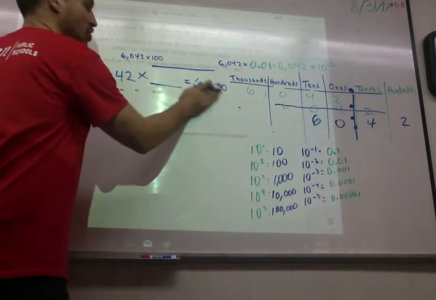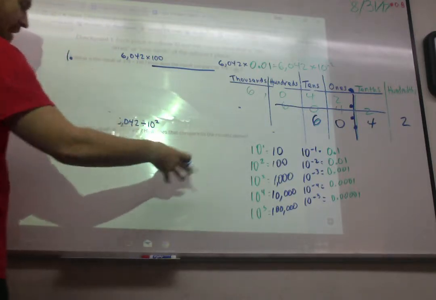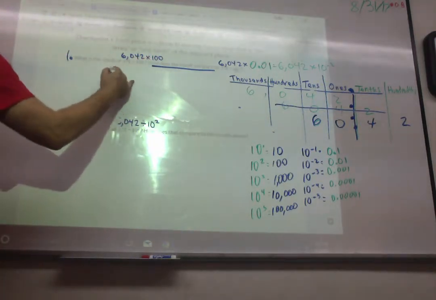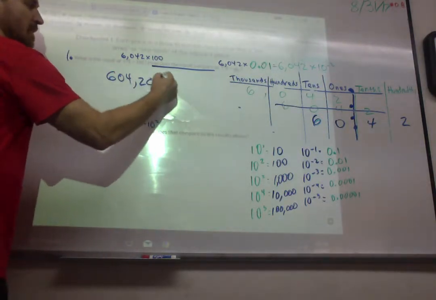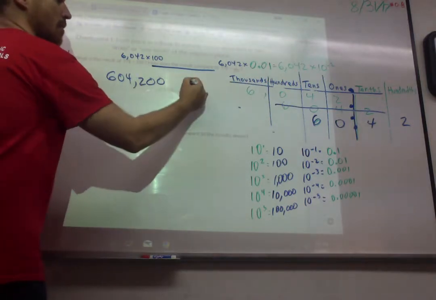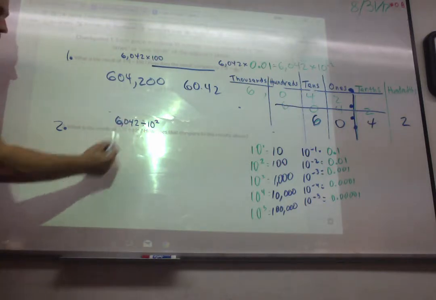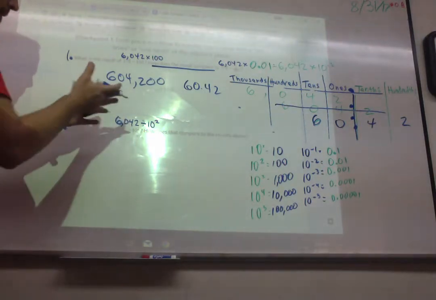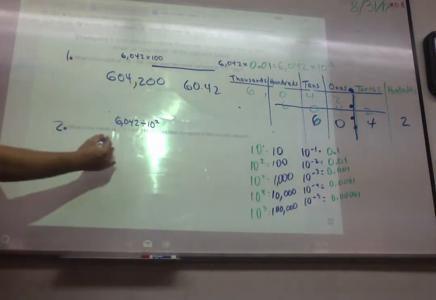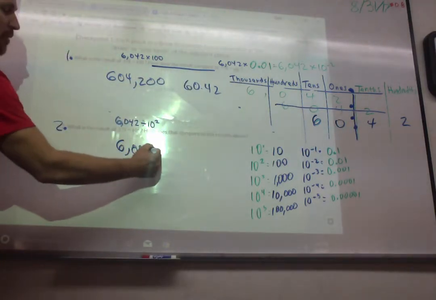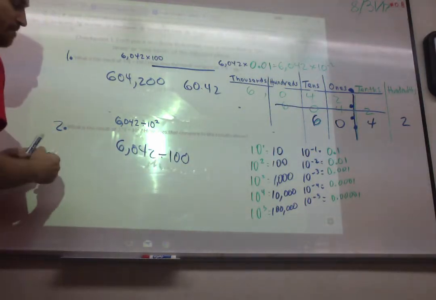Okay, all this should help you out with number 2. You'll need to compare it with the results above. So again, this was the answer to my first problem. This was the answer to my second problem. How do I divide 6,042 by the power of 10? What does the power of 10 mean? It means 100. So I can rewrite this problem as that's more comfortable for me.